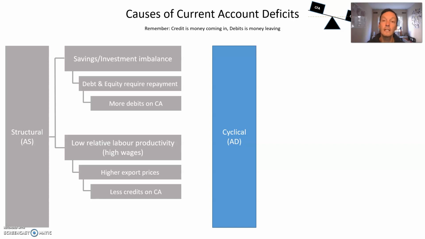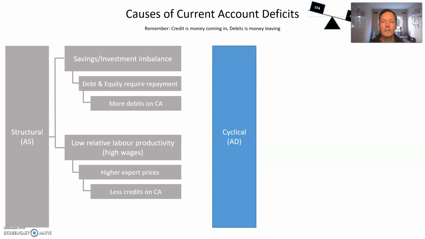And since we're not exporting as much because we're more expensive, there's less credits on the current account. So when we have our seesaw like this, and we've got the current account on this side here, if we got more credits, that would help swing the seesaw back up this way. Those credits aren't coming in. The money is not coming into the country because we're not selling as much as we possibly could if our wages were lower. So that's the structural side.